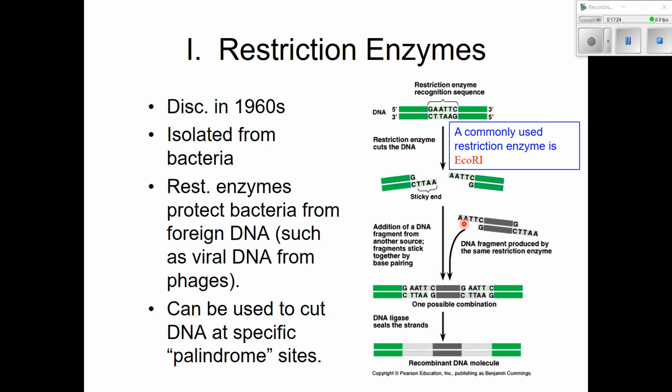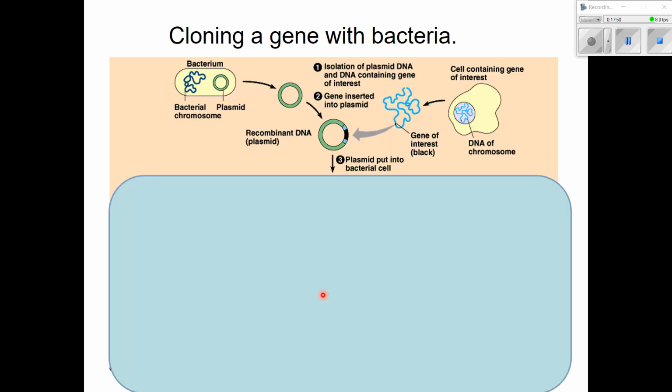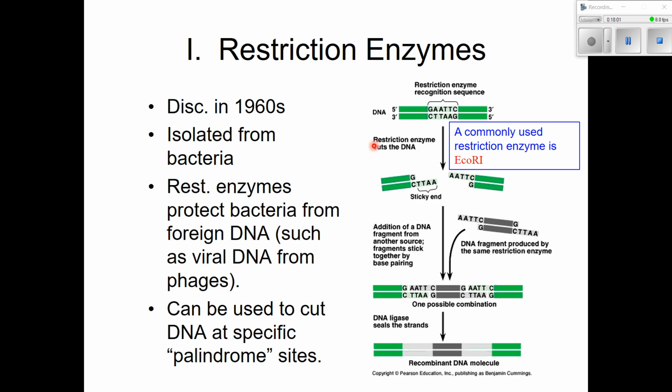See here, the AATT will match up with the TTAA. They'll hydrogen bond, they'll stick together. And down here, the TTAA will hydrogen bond with the AATT. It makes it easy to insert DNA from an outside source and combine it with the DNA that you're trying to modify. So when you see in this picture, when it talks about cutting out the gene of interest or cutting an opening in the plasmid, those cuts are made by restriction enzymes.